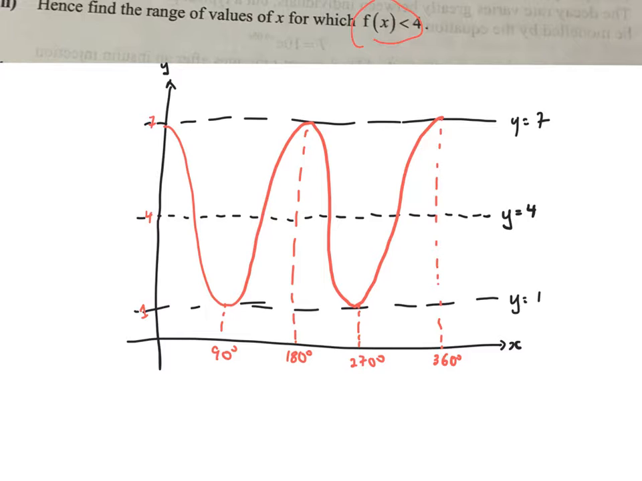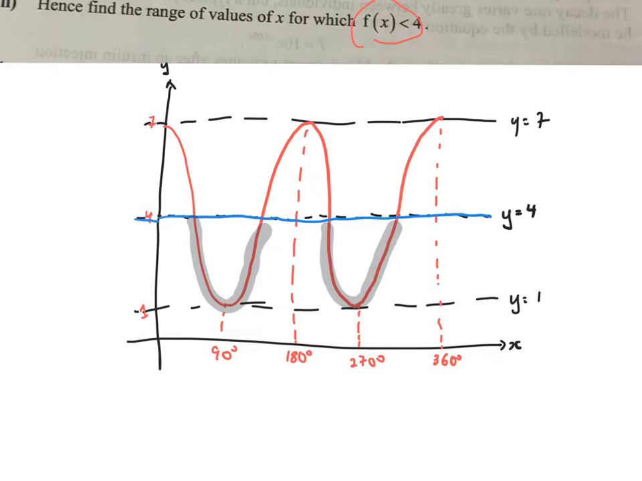Okay, so what I'm going to do is try to draw out the line y equals 4. You notice that the region where f(x) is less than 4 means that the value of y here must be less than 4, because y is equal to f(x) and we want y to be less than 4. It really means that we are looking at the region where our graph is underneath the line y equals 4, which is from here to here.